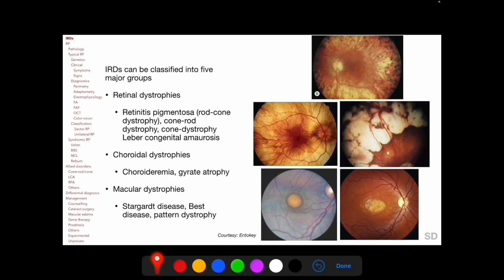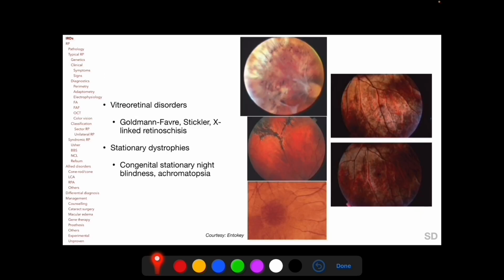Those with primarily macular involvement such as Stargardt's disease as seen here in this photograph and Best's disease as seen here in this photograph. Those classified as vitreoretinal disorders such as Goldmann-Favre syndrome as seen here in this photograph, Stickler syndrome as seen here in this photograph, and X-linked retinoschisis as seen here in this clinical photograph, and those that are stationary or non-progressive disorders such as congenital stationary night blindness and achromatopsia. These two photographs show the Mizuo-Nakamura phenomenon in Oguchi's variant of congenital stationary night blindness.